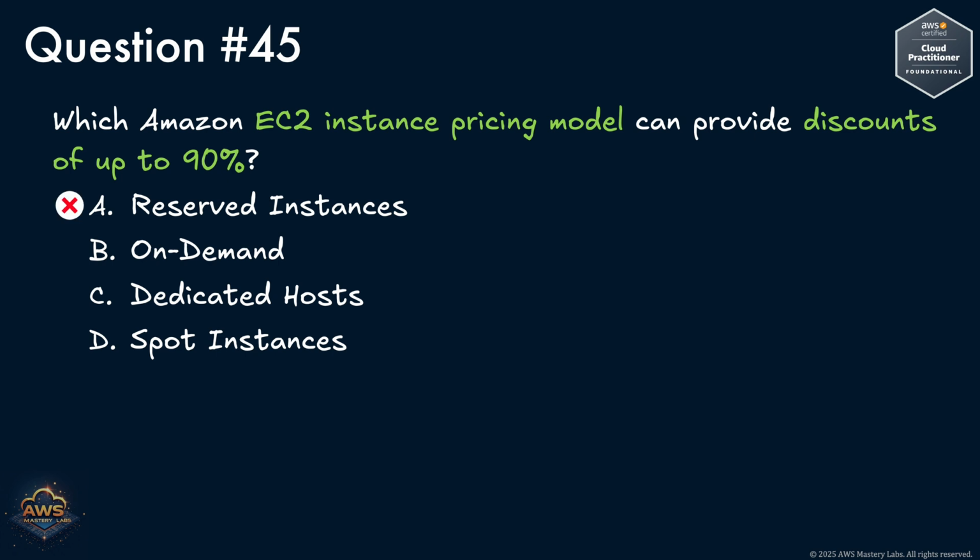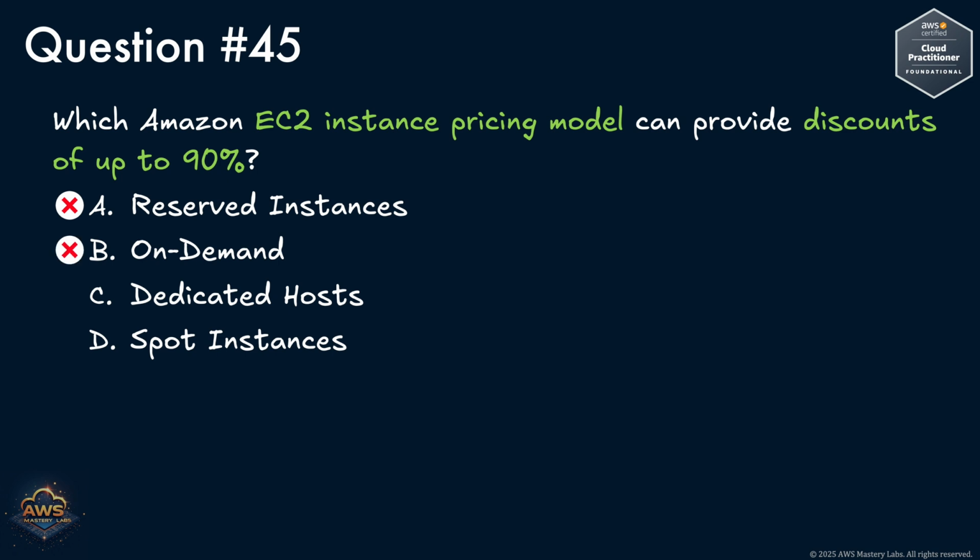Option A, reserved instances. Reserved instances, RIs, offer a significant discount, up to 72% compared to on-demand pricing, but they require a 1 or 3 year commitment. These are best suited for steady-state usage where workloads are predictable. However, the discount does not reach the 90% mark that the question refers to. Incorrect, because RIs offer solid long-term savings, but not as high as 90%.